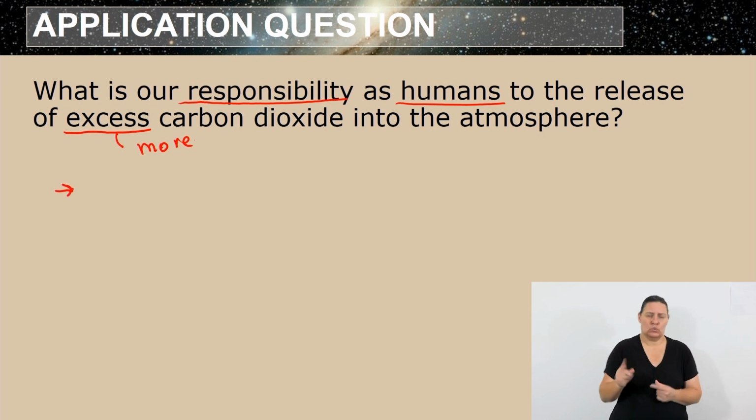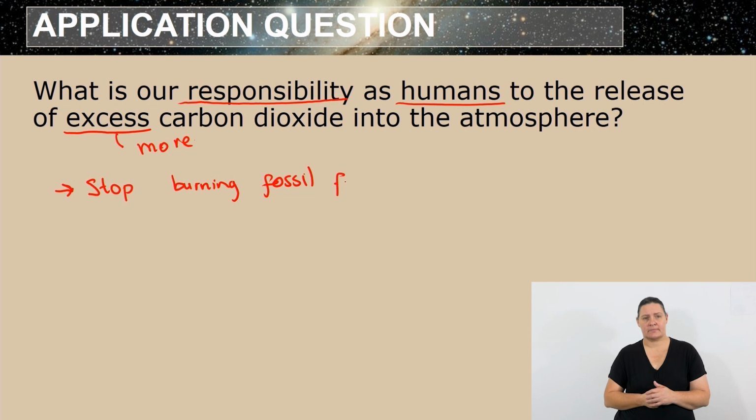What can we do? One, we can reduce burning fossil fuels or stop at all. So we can just say, stop burning fossil fuels, because they affect the environment by releasing more carbon dioxide in the atmosphere, and we've already said that it is going to lead to global warming.